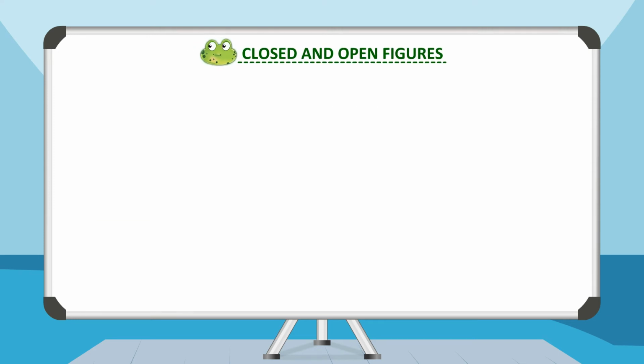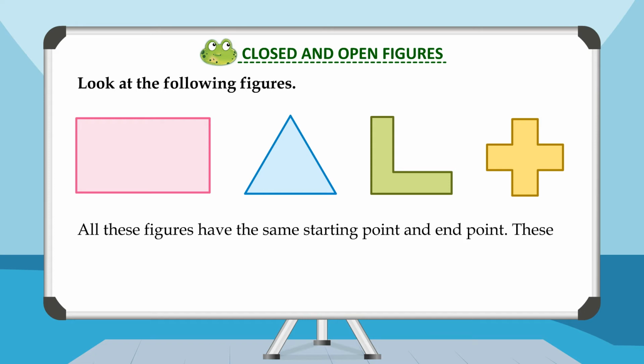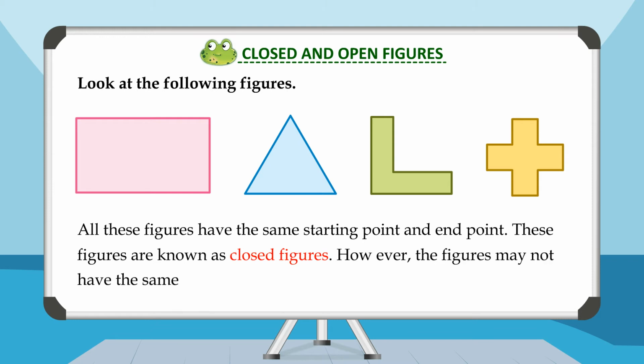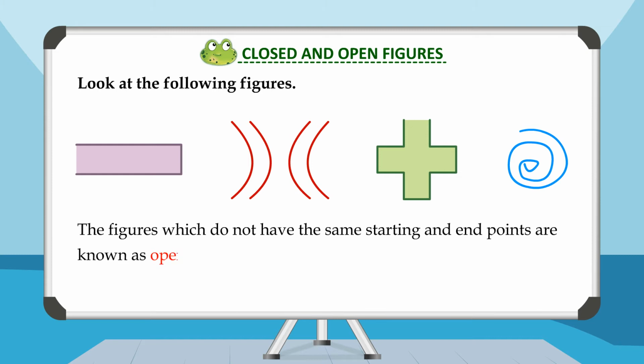Closed and open figures. Look at the following figures. All these figures have the same starting point and end point. These figures are known as closed figures. However, the figures may not have the same starting and end points. The figures which do not have the same starting and end points are known as open figures.